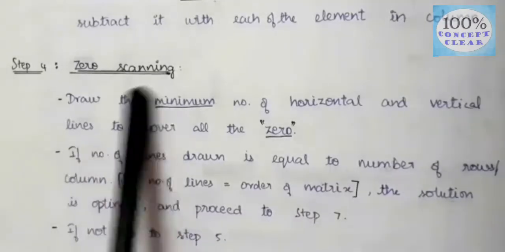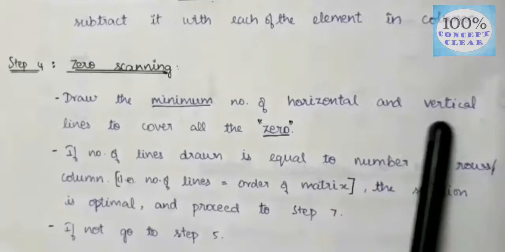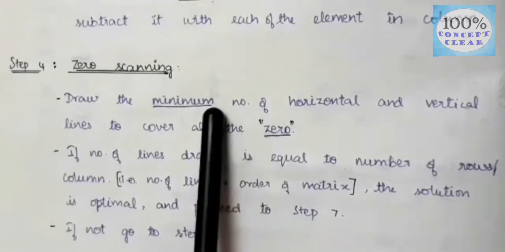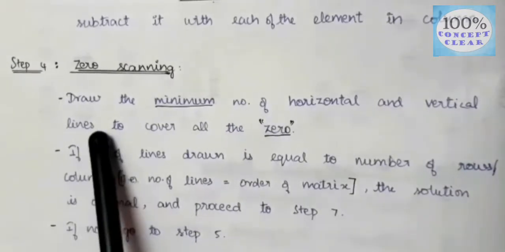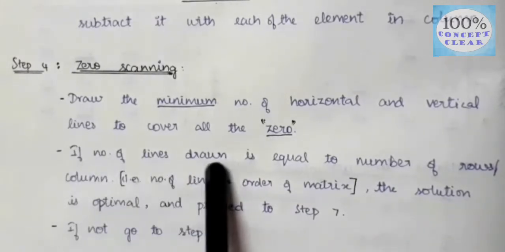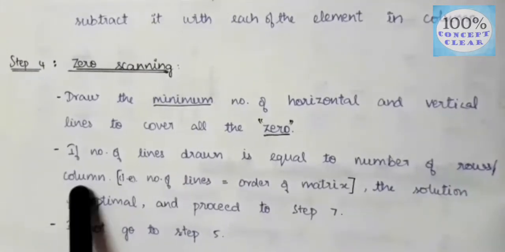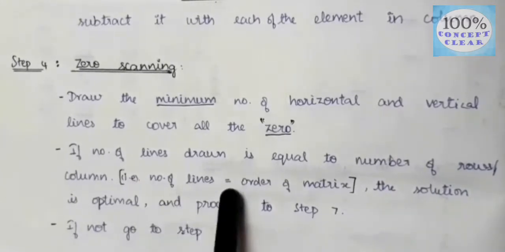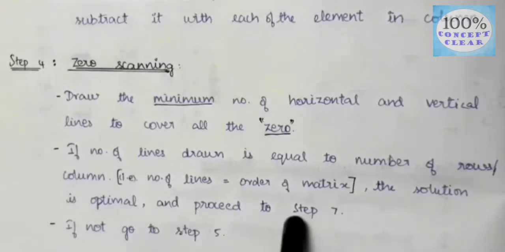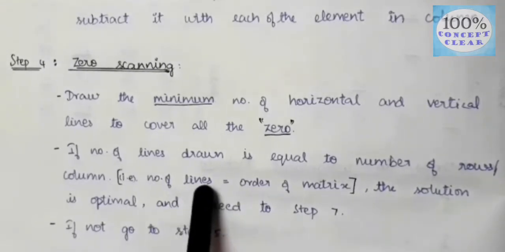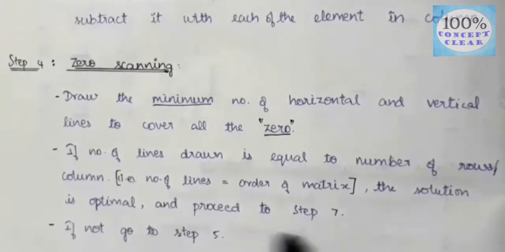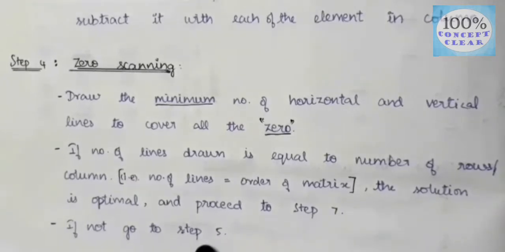Step 4, zero scanning. Draw the minimum number of horizontal and vertical lines to cover all the 0s. Here we have to draw the minimum number of horizontal and vertical lines to cover all the zeros. If the number of lines drawn is equal to the number of rows and columns, that is, the number of lines is equal to the order of the matrix, the solution is optimal, and proceed to step 7. If the number that we have drawn is equal to the order of the matrix, then the solution is optimal. We can proceed to step 7. If not, we have to go to step 5.